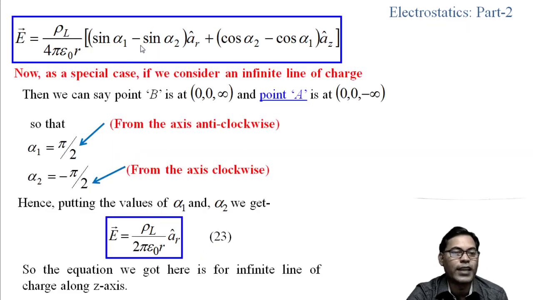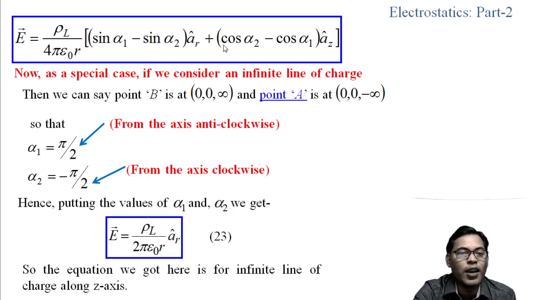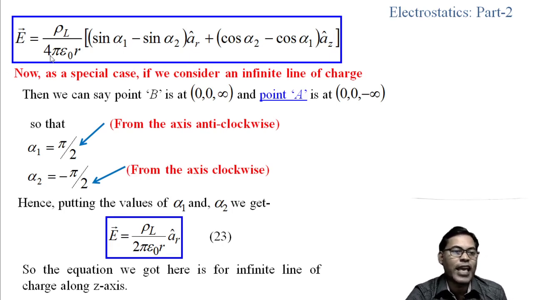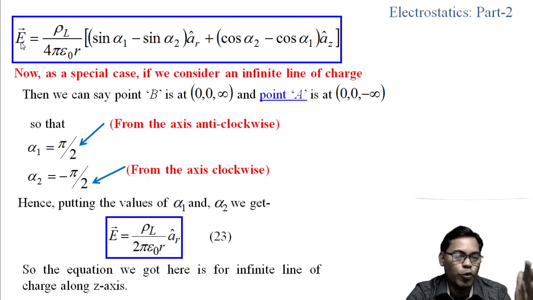So here we will get this expression: (sin alpha 1 minus sin alpha 2) AR plus (cos alpha 2 minus cos alpha 1) Az. Now this is the expression of the electric field for this limited line charge, the electric field E at the point whose coordinate is x, y, z. Now we are going to consider a special case. That is why we derived all this equation in this form.